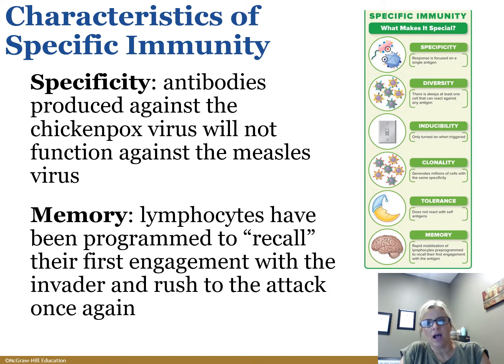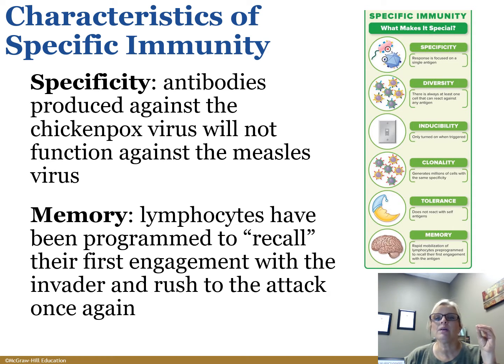Antigens, we've already said, are highly individual and they stimulate specific immunity. We have 6 characteristics that make the immune system unique: specificity, diversity, inducibility, clonality, tolerance, and memory. Two of these are specificity and memory, okay? Specificity: the antibodies produced during an infection of, say, the chickenpox virus will function against that virus, but not against the measles virus. That is specificity, okay?